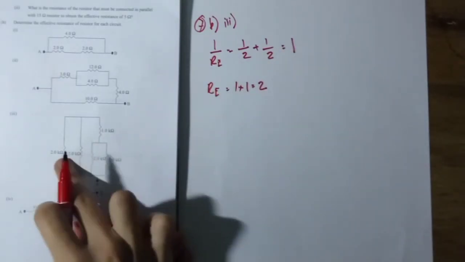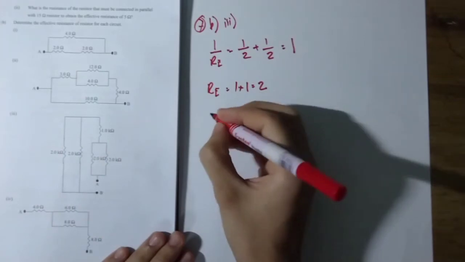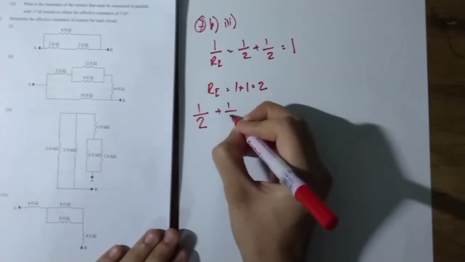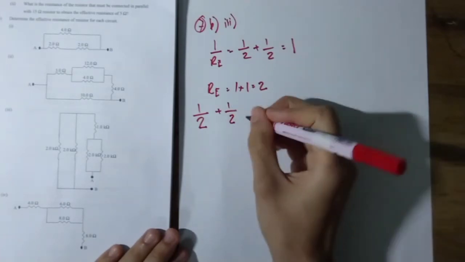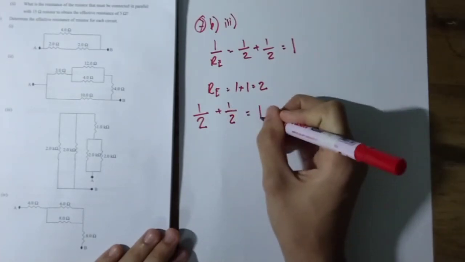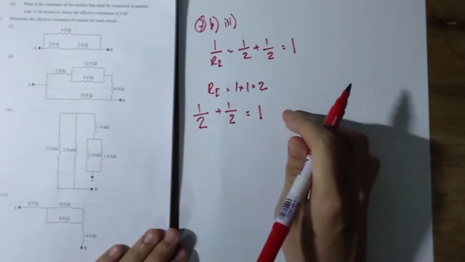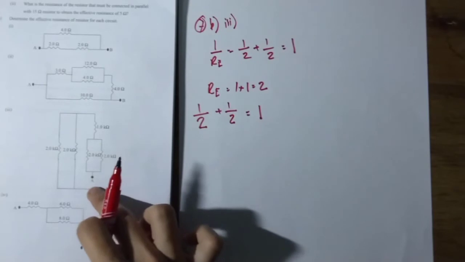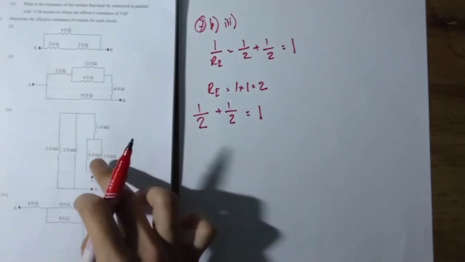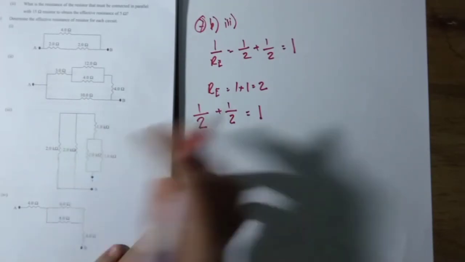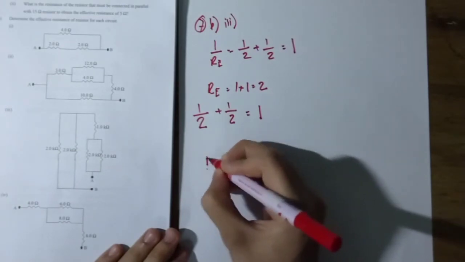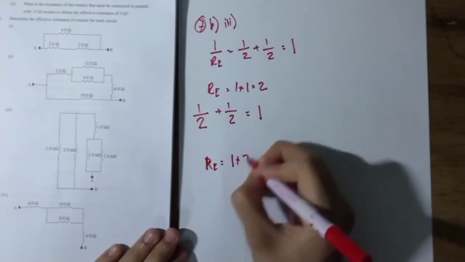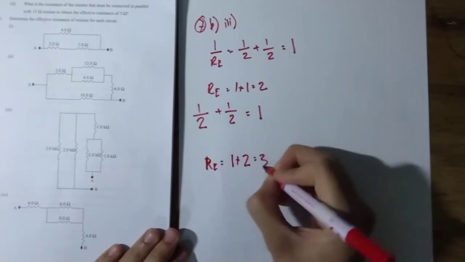This 2 is in parallel. 1 over 2 plus 1 over 2 equal to 1. Inverse it, it turns out to be 1, because this A and B is not connected, so these two values are in series, so 1. So R effective equal to 1 plus 2 equal to 3 ohm.